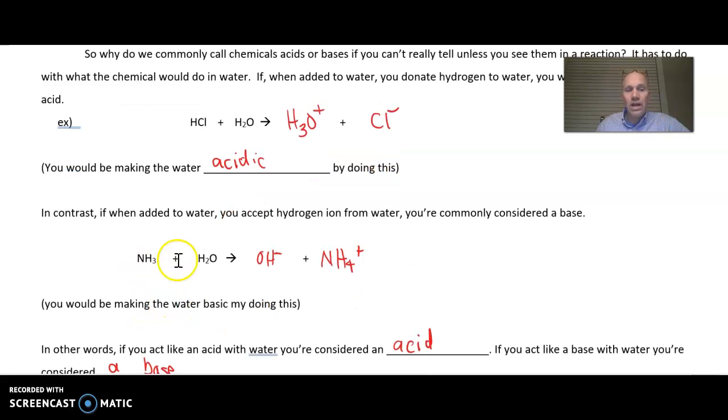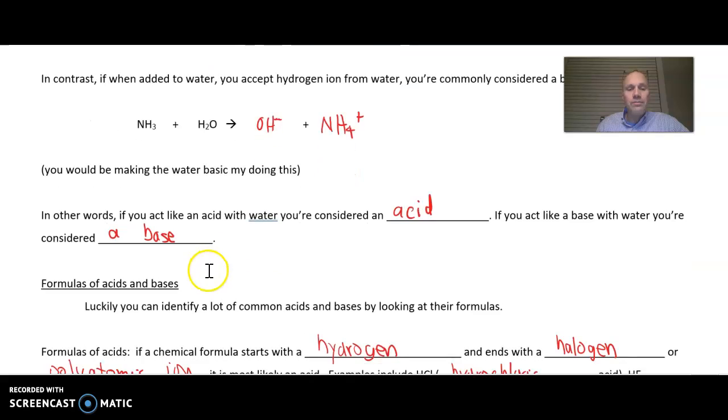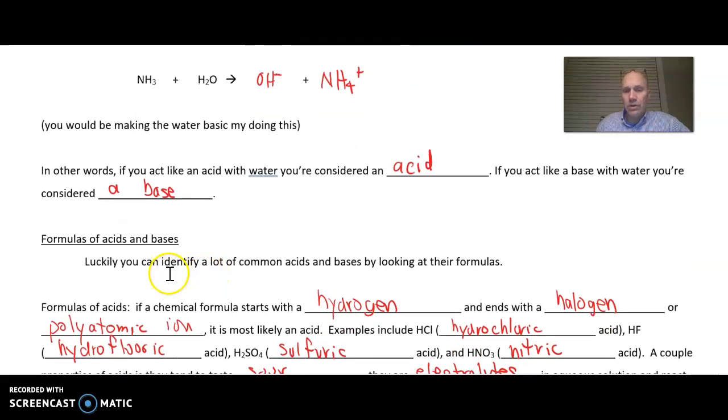All right, and if you were to add this to water, you would be making the water basic when you did that. So in other words, if you act like an acid with water, you're commonly considered an acid. If you act like a base with water, you're commonly considered a base. All right. One thing, and we covered this a little bit earlier this year, is that a lot of times you can tell whether something is an acid or a base from its formula.